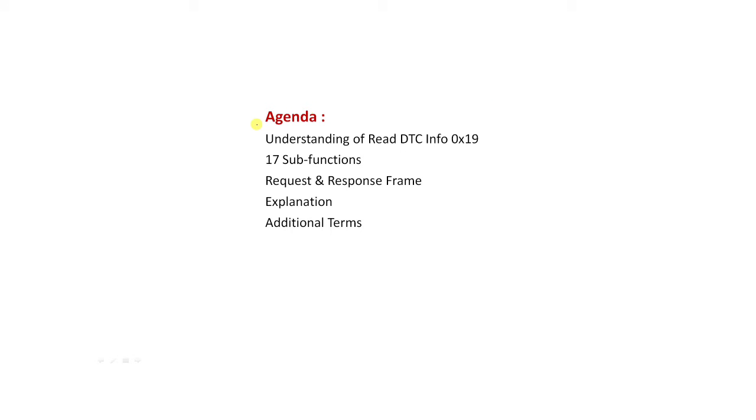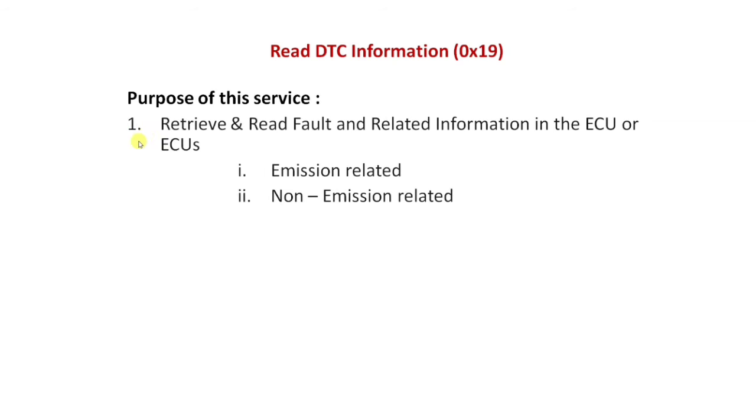So here let's start with the understanding of the read DTC info. Here you can see there is only one purpose. There is no other purpose for this service. There may be a lot of confusion, like maybe this service is useful for some task or other work, like flashing, but nothing like that. Only one purpose: retrieve and read fault and fault related information in the ECU, one ECU or multiple ECUs.